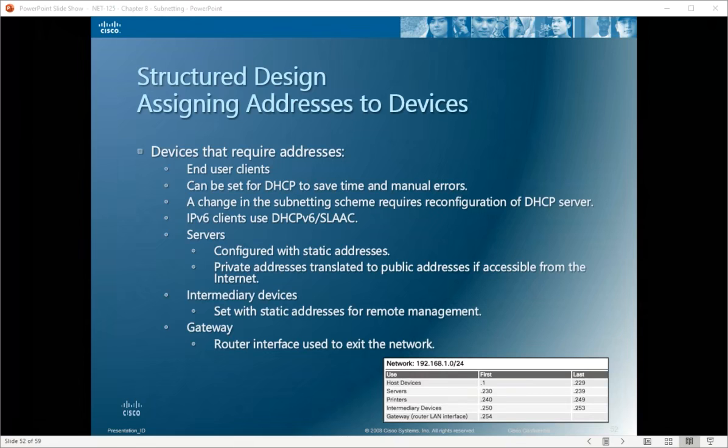IPv6 clients use what's called SLAAC, in addition to DHCP version 6. As I said, servers should be configured statically, and if there is a private address, they need to be translated publicly. Intermediary devices, like a switch, need static addresses as well. And then the gateway, our primary router to exit the network, also needs to be configured statically so that it can be accessible from the internet via an IP address, not necessarily just resolution through some kind of portal.